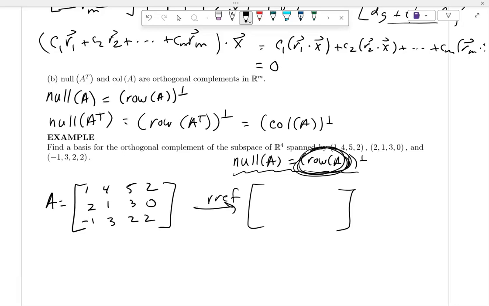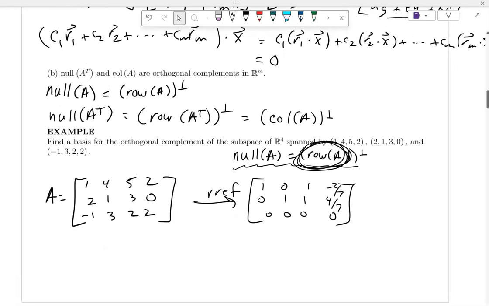Okay. Anybody get the reduced row echelon form? 1, 0, 1, negative 2 sevenths. Okay. 0, 1, 1, 4 sevenths. Okay. And then a row of zeros. Yeah, okay, good. All right.